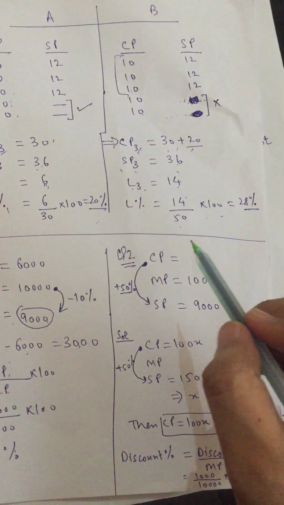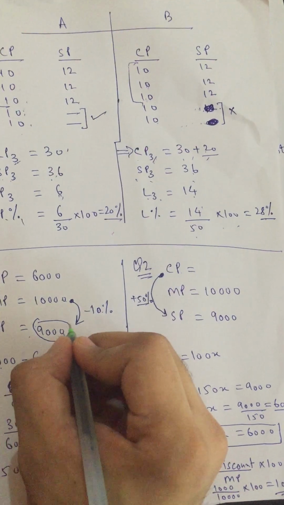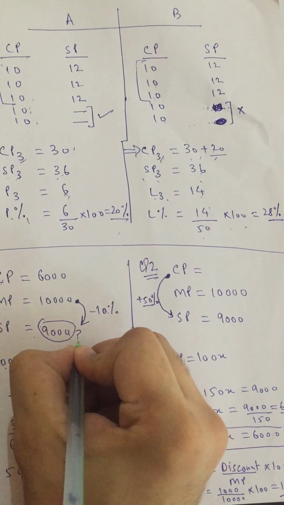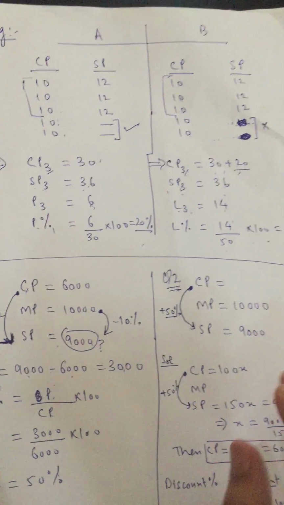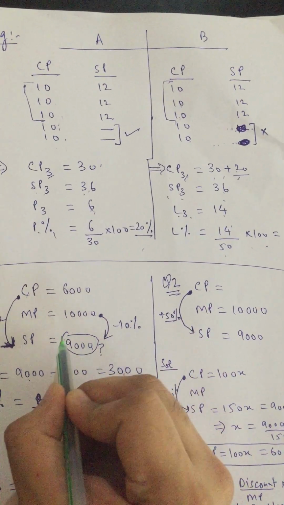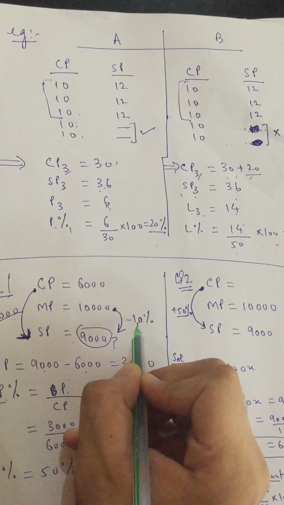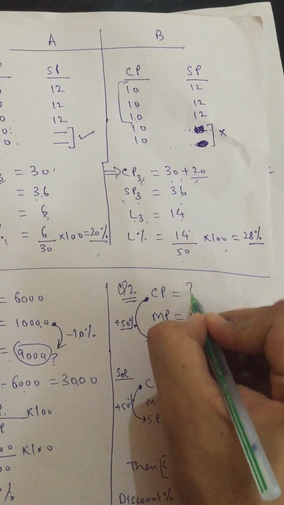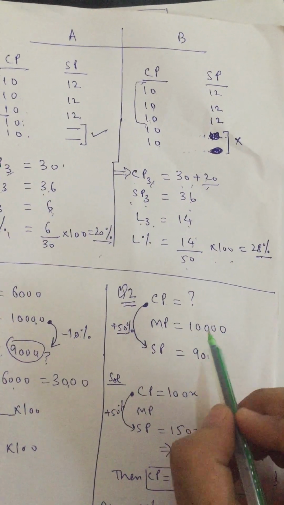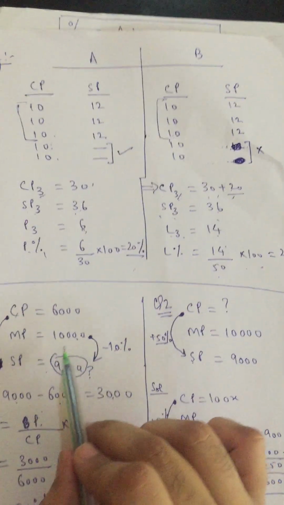In this question, last question, question number 2, cost price is not given to us, just like in this case, selling price was not given to us. I just wrote 9,000, but initially this 9,000 was not given to us. We found the 9,000 after subtracting 10% of 10,000 from 10,000. In this case, CP is not given. MP is 10,000, selling price is 9,000. Okay, this is just the flip side of this question.